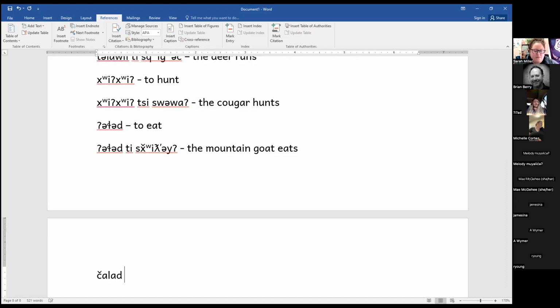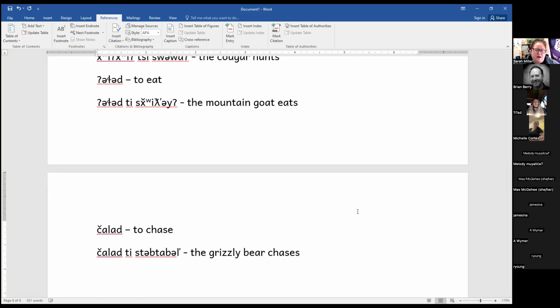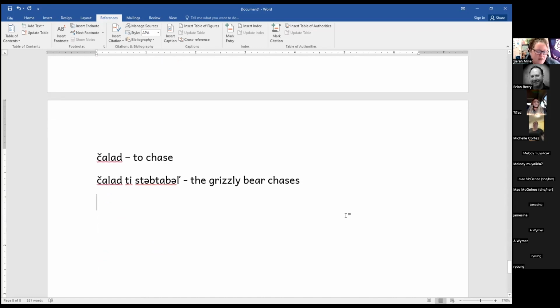Chalad. Chalad is to chase. Chalad T stubtobble. A grizzly bear chases. Also something I don't ever want to see, because grizzly bears, man, they can get some speed. Chalad T stubtobble.